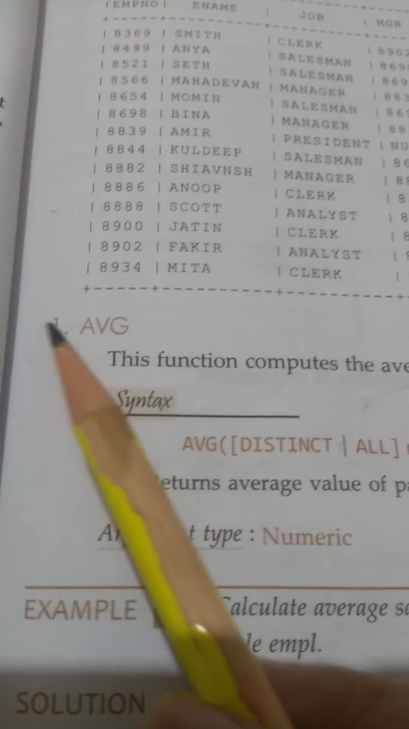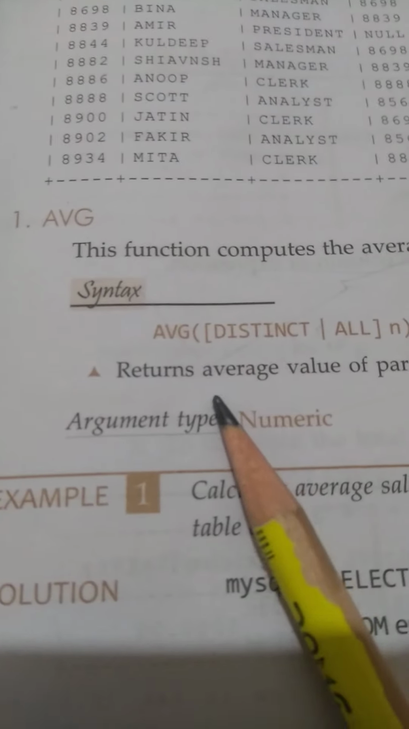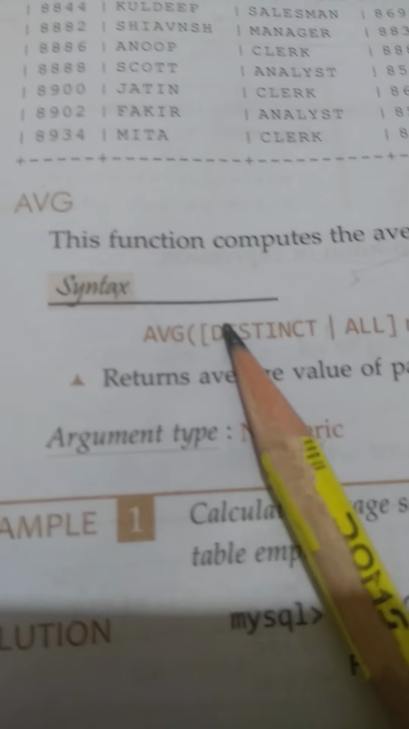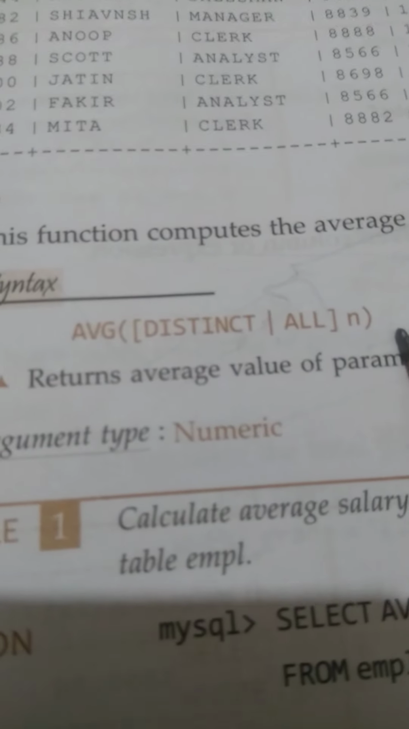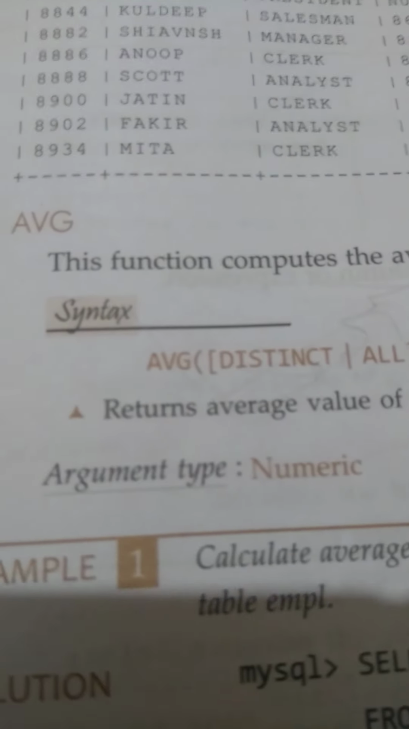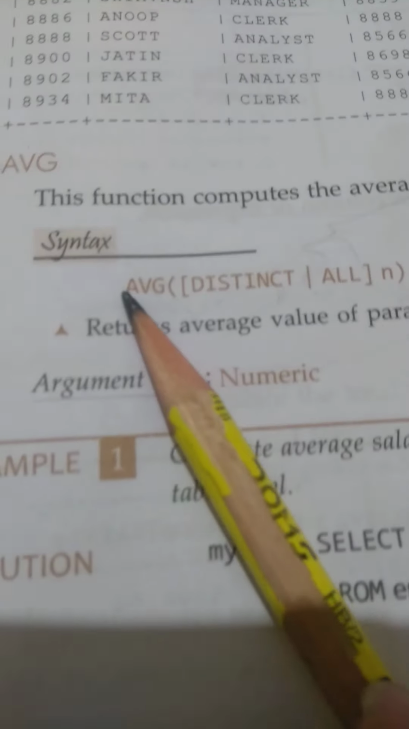So let's take the example of the AVG function. It will return the average of the given range. In the AVG syntax, whatever keyword is in square brackets means it is optional. There is no need to give it; it is up to you whether you want to give it or not. It is not mandatory. So AVG, listing, all.